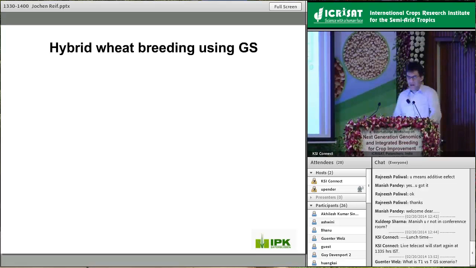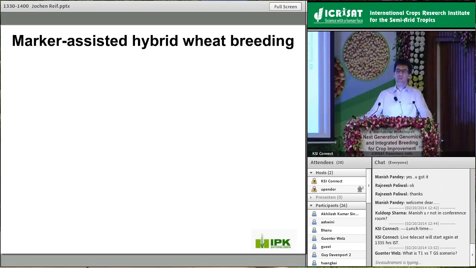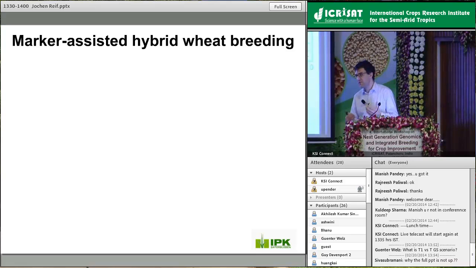Okay, I want to use the remaining minutes, and I can see that I'm still good in time. Now shifting away from the potential of genomic selection towards marker-assisted selection to illustrate a little bit the benefits of using hybrid breeding, where you work with two gametes at the same time.